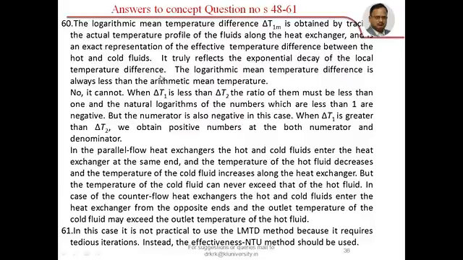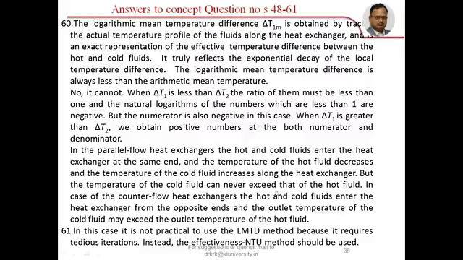Logarithmic mean temperature difference is always less than arithmetic mean temperature difference. When delta T1 is less than delta T2, the ratio must be less than 1, and natural logarithm of such numbers is negative. But the numerator is also negative, denominator is also negative, so altogether the value becomes positive. So therefore, under no circumstance will the LMTD become negative.